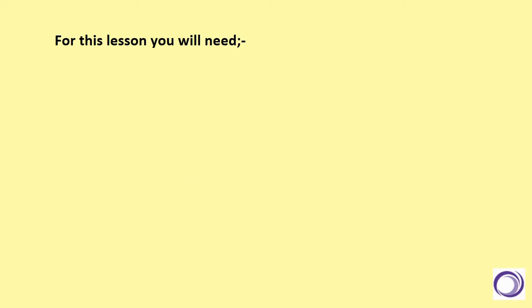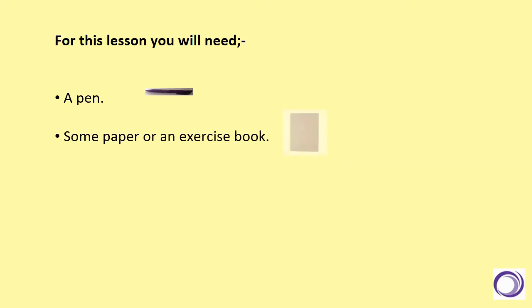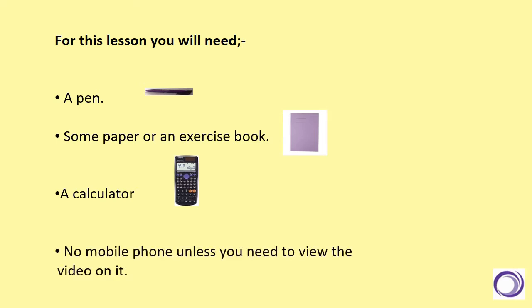And for the lesson you're going to need the usual, a pen, some paper or an exercise book. You're going to need a calculator this lesson because we're going to be looking at an equation to calculate charge and current. And unless you're needing to watch this video on your mobile phone, get it out of the way, get it on silent. Try and avoid as many distractions as you can.